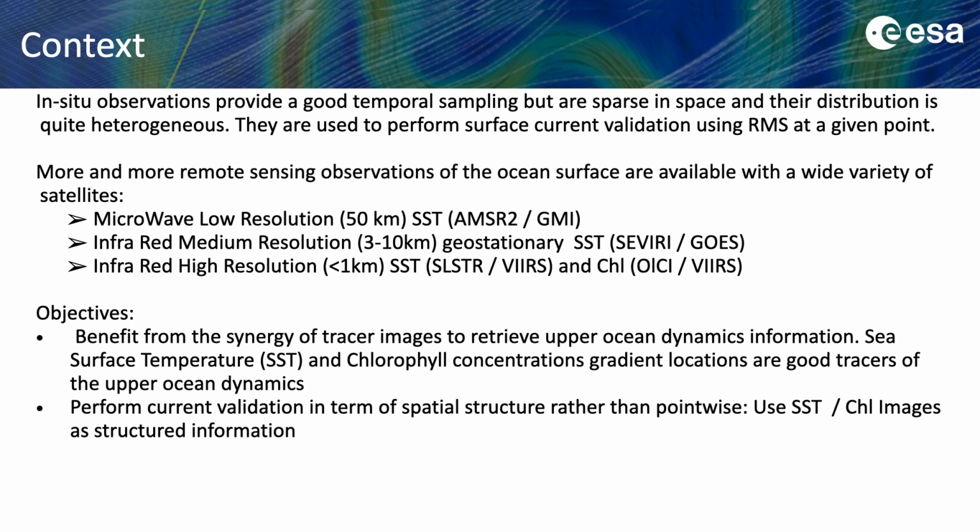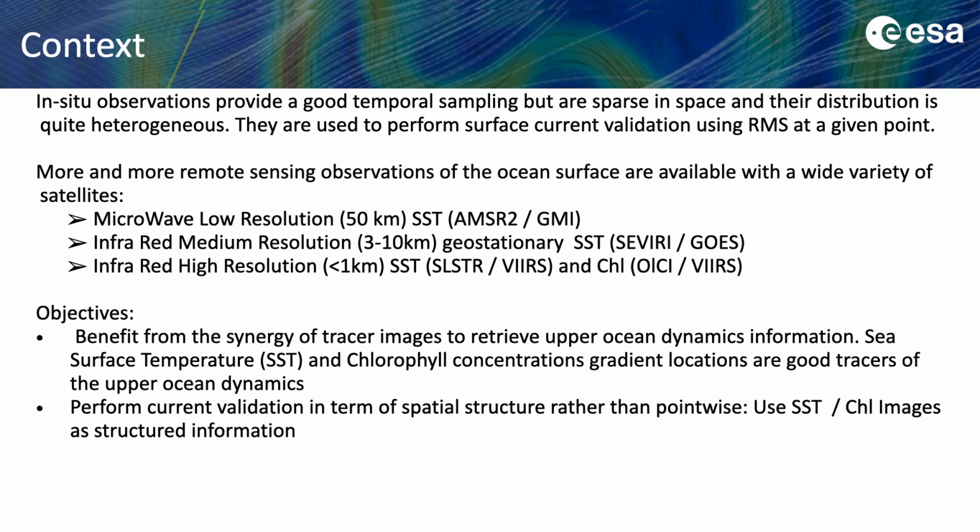We have a lot of in-situ observations available to perform current validation, such as drifters. They provide a good temporal sampling but are very sparse in space. Thus, we also want to benefit from the wealth of remote sensing observations to retrieve upper ocean dynamics information.